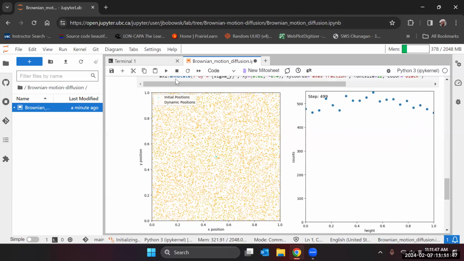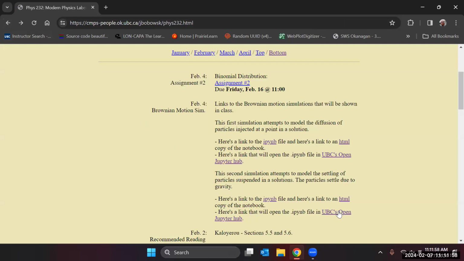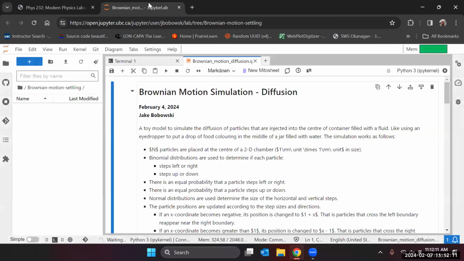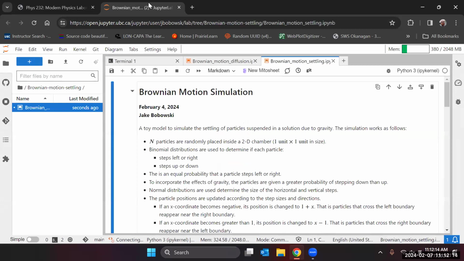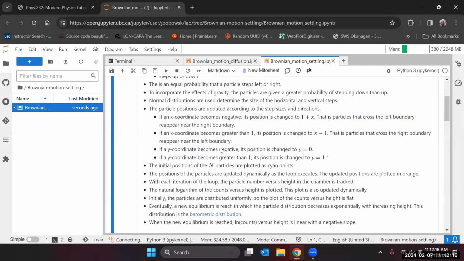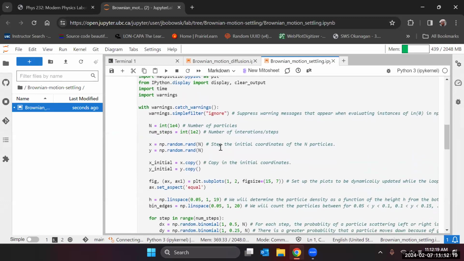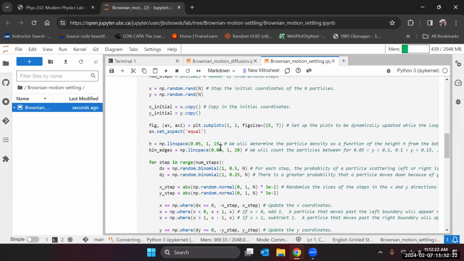Okay, now I want to show you the second one, because the second one is also relevant to your homework. And it's relevant to day 2 of the Brownian motion lab. So we'll let this thing load up, and then I will show you. Let's see here. This code is very similar to the previous one.